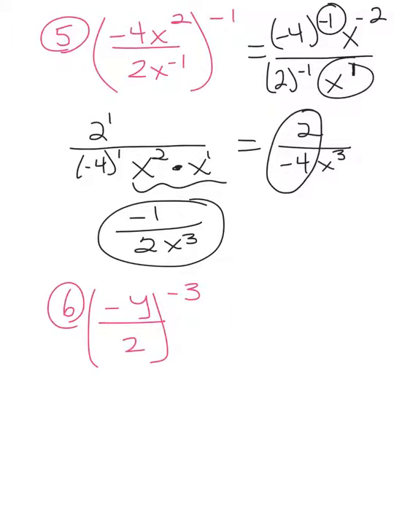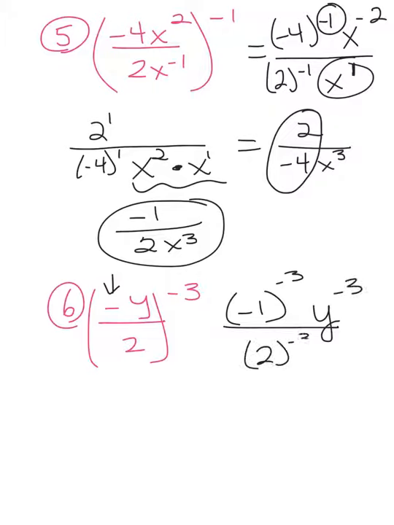Now this time in number 6, this negative sign a lot of times gets students confused. That's the coefficient. That's really negative 1. So I can't forget about that. I'm going to take that, my negative 1, my coefficient, raise it to the negative 3 power. And I'll take y and raise that to the negative 3 power as well. Now my denominator is 2. I'm going to raise that to the negative 3 power.